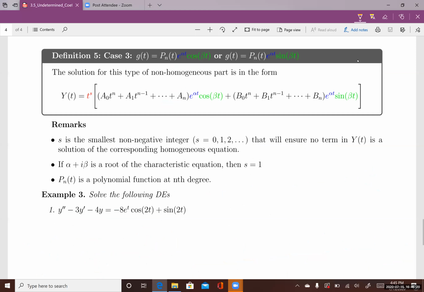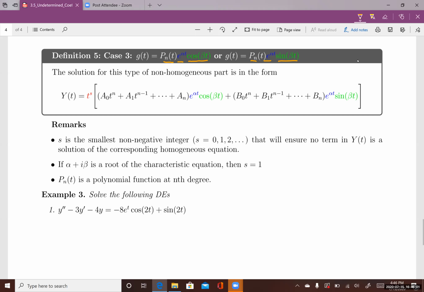This is the third case and also the last case of the method of undetermined coefficients. In this case, the non-homogeneous part is in the form of polynomial functions multiplied by an exponential function and multiplied by either a cosine or a sine function. As you can see, in the first case, we only see polynomial functions. In the second case, we have an exponential function multiplied by it. And in the third case, we have a cosine or sine function multiplied by a polynomial function and an exponential function.